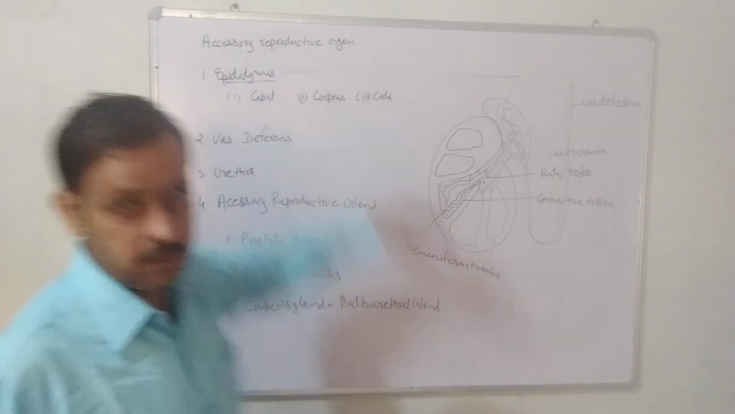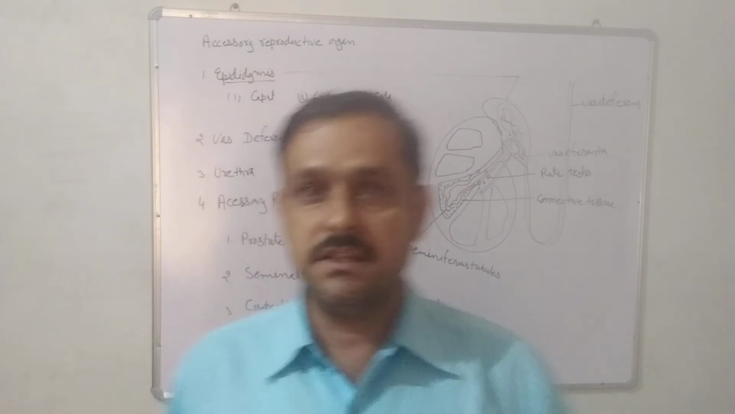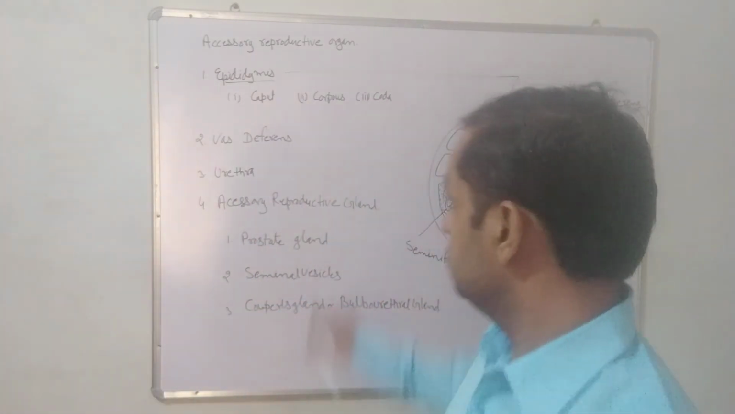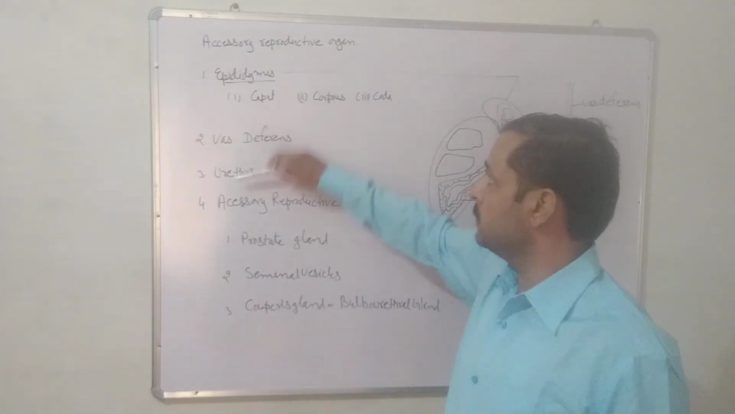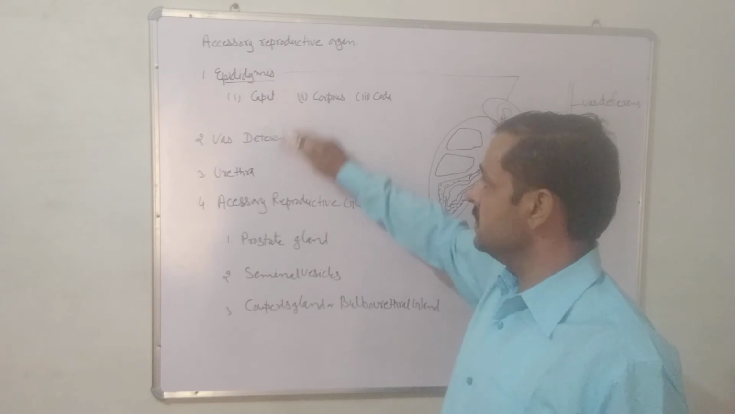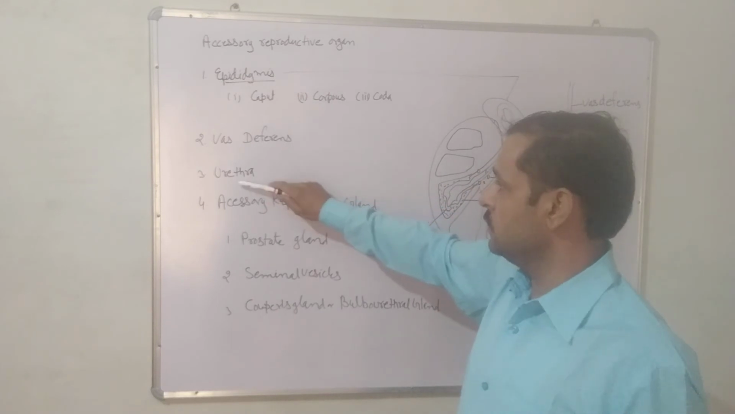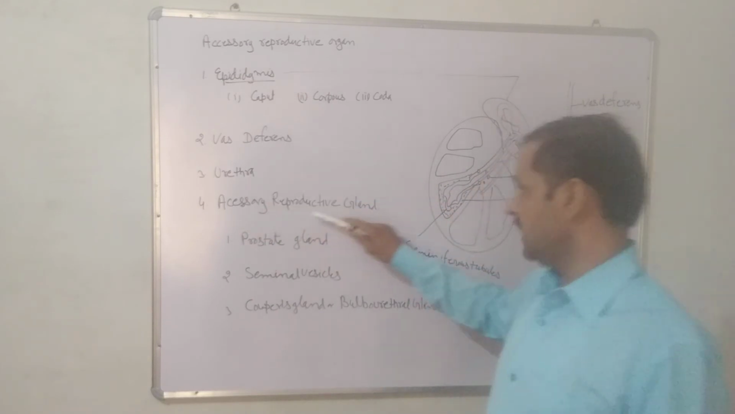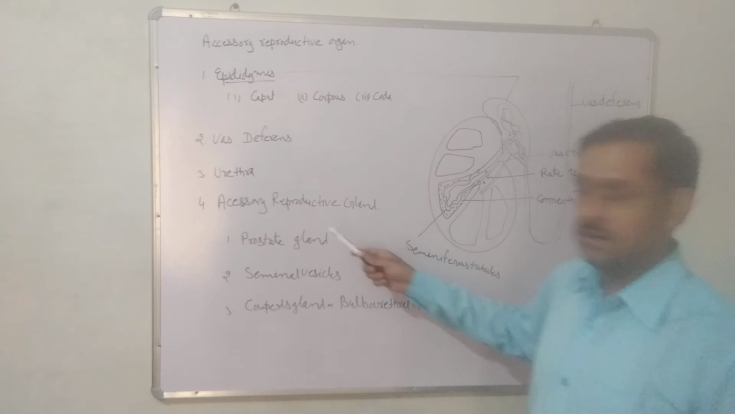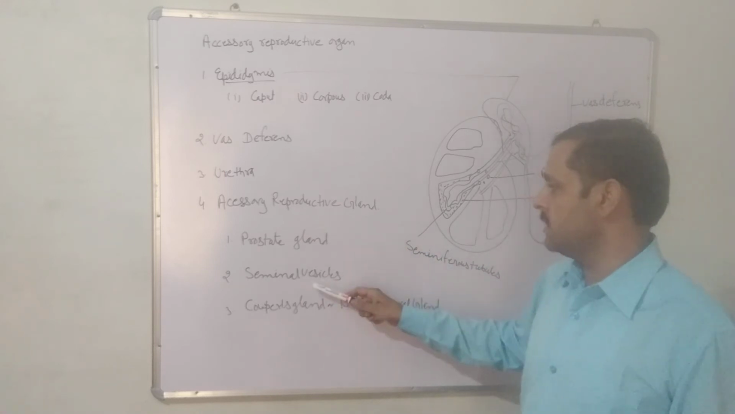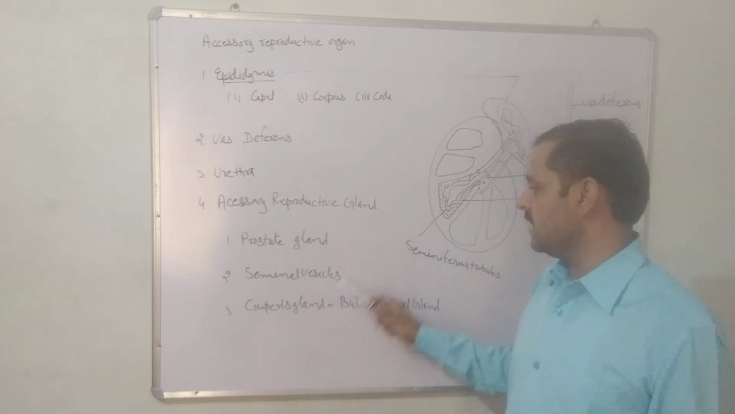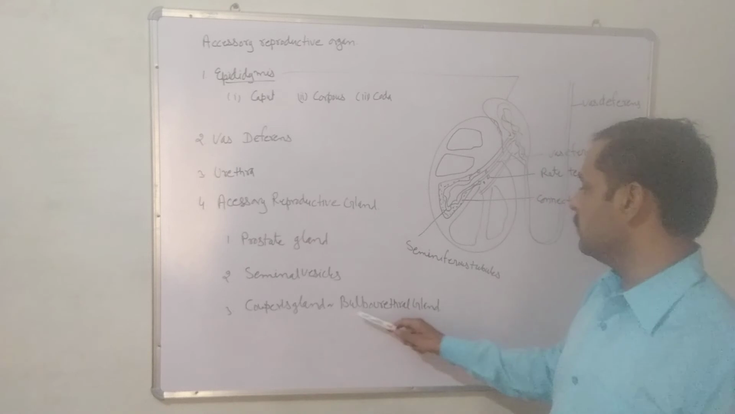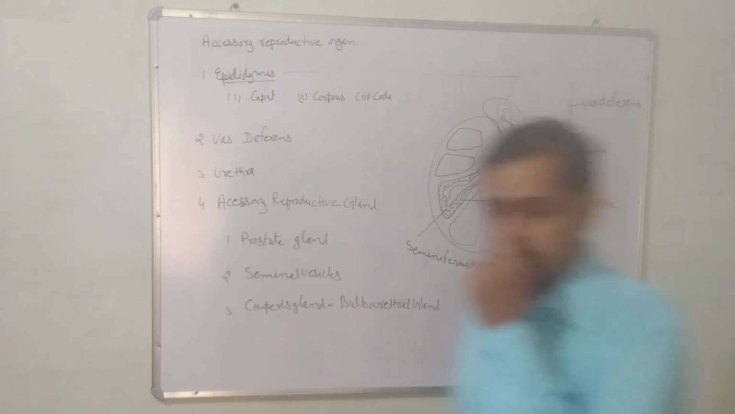Accessory reproductive organs. We divided the accessory reproductive organs into four parts: first, epididymis; second, vas deferens; third, urethra; fourth, accessory reproductive glands. There are three reproductive glands: prostate gland, seminal vesicle, and Cowper's gland or bulbourethral gland.